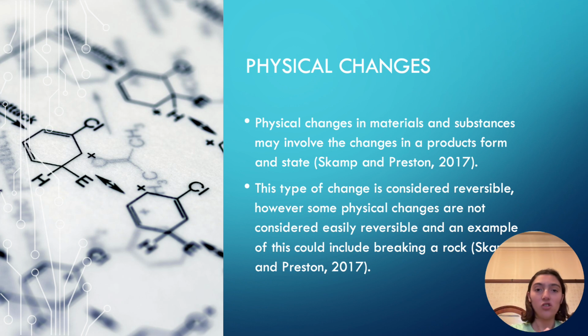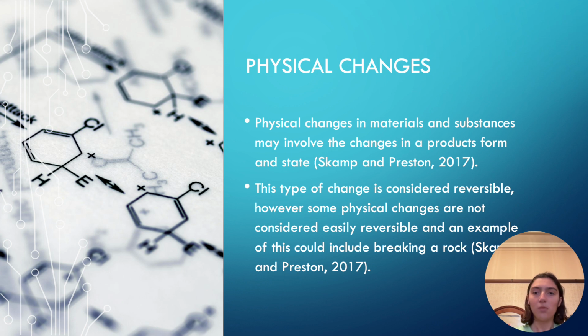Now, physical changes in materials and substances may involve changes in a product's form and state. This type of change is considered reversible. However, some physical changes are not considered easily reversible, and an example of this could include breaking a rock. Something important to consider about physical changes: there is no change in the composition, which means no reaction is actually occurring. Due to this, physical reactions should be referred to as physical changes.